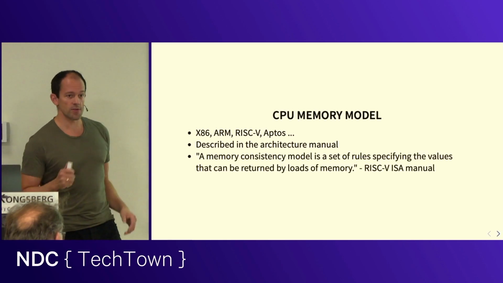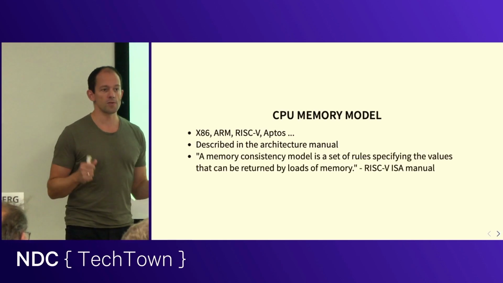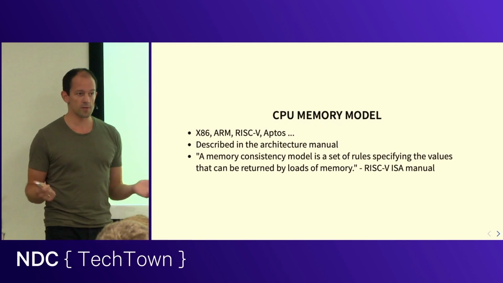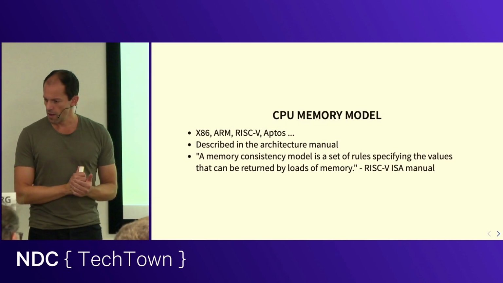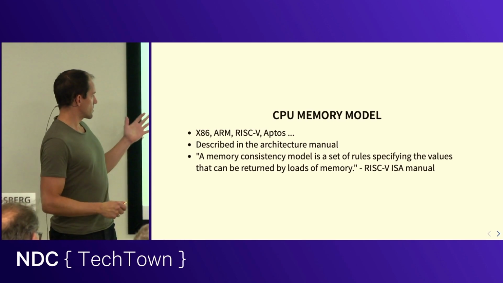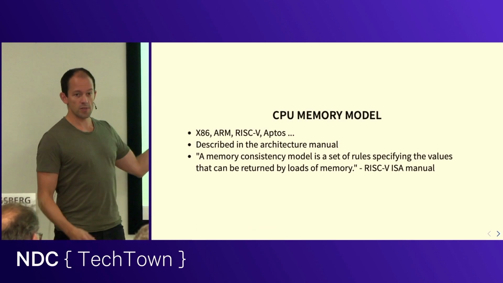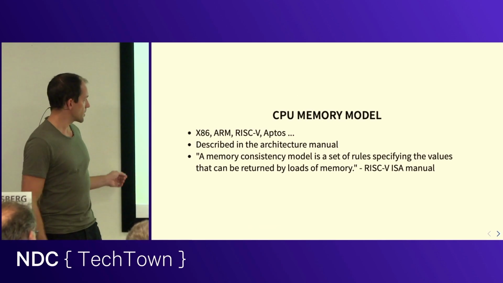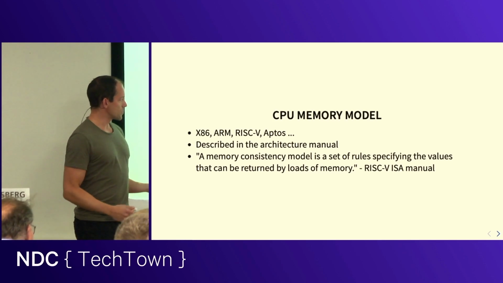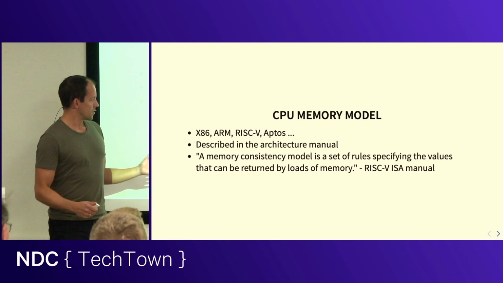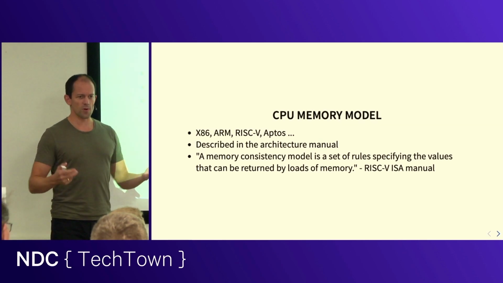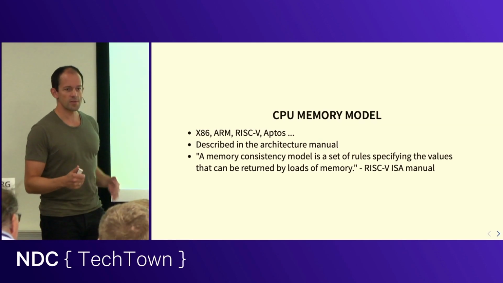I'll use RISC-V as an example quite a lot here because it's open source and it's well documented. So it's a nice one to use. I'll also use x86. RISC-V says what is a memory model or a memory consistency model. You can use those interchangeably. It says it's a set of rules specifying the values that can be returned by loads of memory. So that's a nice description, but it doesn't really tell you that much.